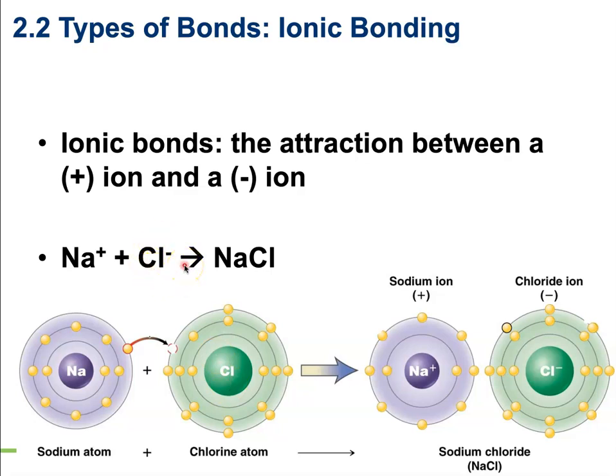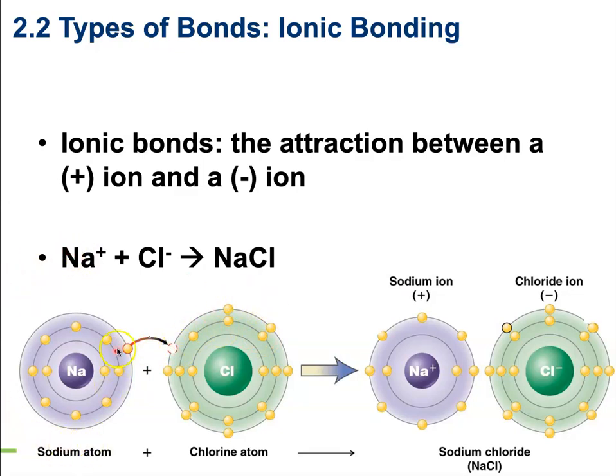So what's going to happen in the case of sodium and chlorine? Sodium is going to say, hey, I have 1 too many negative charges. I want to get rid of that so I can be happy. He's going to get rid of it. He's going to give away his electron. Chlorine's going to be like, hey, I have 1 too few electrons. I need another. He's going to pick that 1 up from sodium.